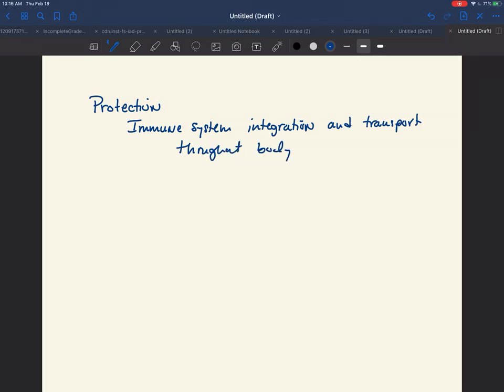So we'll talk more about this when we talk about the leukocytes and their function. And then we'll also talk about clotting. Blood clotting helps to prevent blood loss.